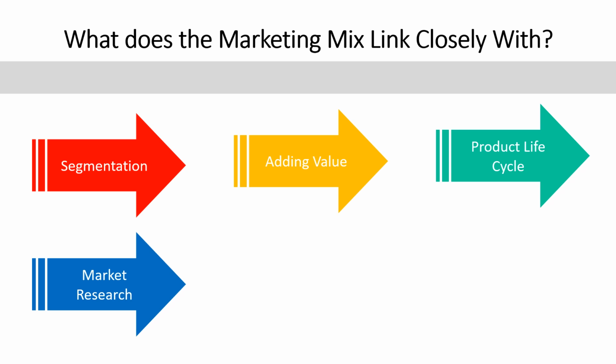Market research links closely with the marketing mix, because without doing effective market research, you will not be able to target your customer needs and wants. You won't know what they like. There are two types of market research, and this is primary and secondary. Primary research is first-hand research, so this can be like surveys and questionnaires. Secondary research is existing data, which can be through census records, existing newspapers, or books.